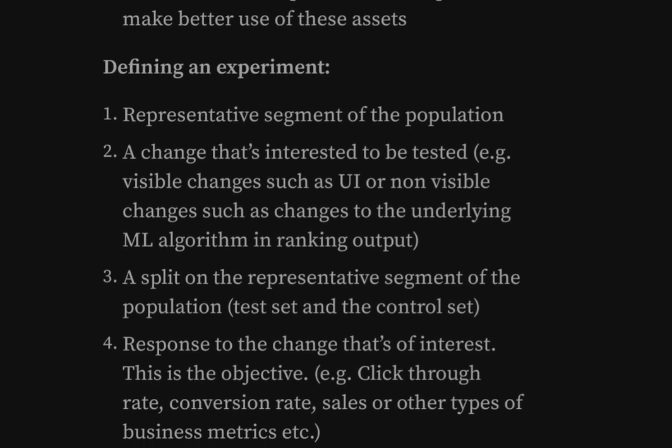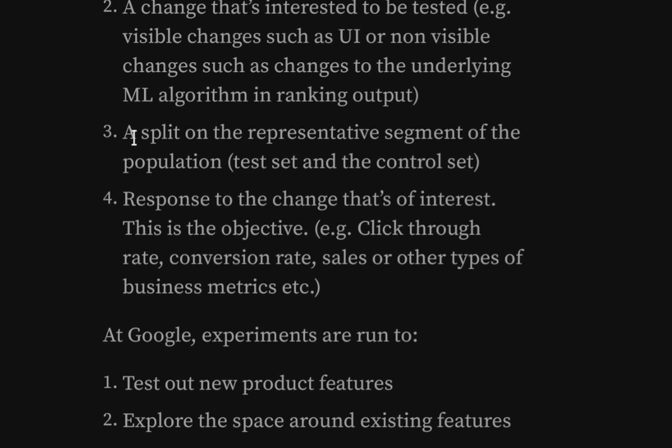Defining an experiment. 1. Representative segment of the population. So an experiment is a representative segment of the population. 2. A change that's of interest to be tested. Example, visible changes such as UI or non-visible changes such as changes to the underlying ML algorithm in ranking output. 3. A split on the representative segment of the population.